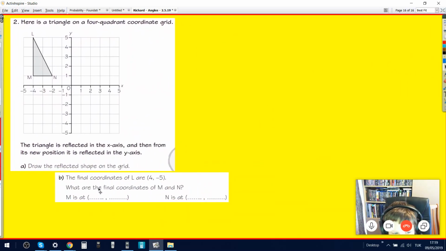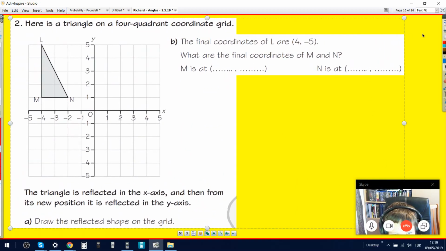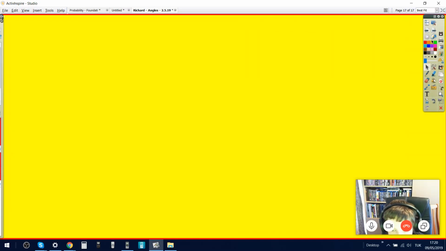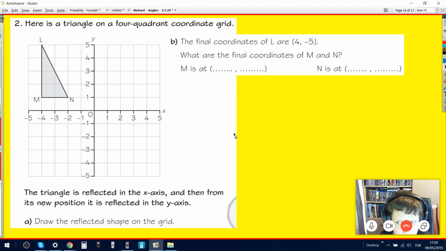Let's put this here. So you've got part A down the bottom, part B there. Oh wow. Okay, let's try this. Here's a triangle on a 4-quadrant coordinate grid. The triangle is reflected in the x-axis, and then from its new position, it is reflected in the y-axis. Draw the reflected shape on the grid. The final coordinates of L are 4, minus 5. What are the final coordinates?